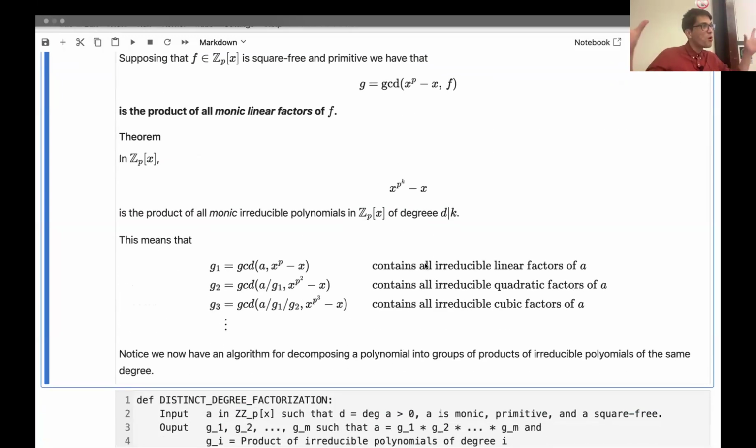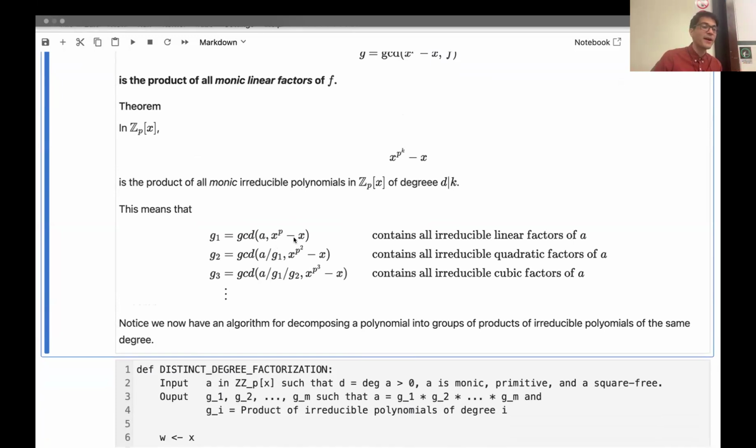This is even more cool. Okay, I can't really explain to you why. Well, I can, it's just that I can't explain it in the next 10 minutes. But x to the power of p to the power of k minus x is the product of all monic irreducible polynomials in Z_p of degree d that divides k. Okay, so that is to say, x to the power of p minus x is the product of all irreducible linear polynomials. x to the p squared minus x is the product of all quadratics.